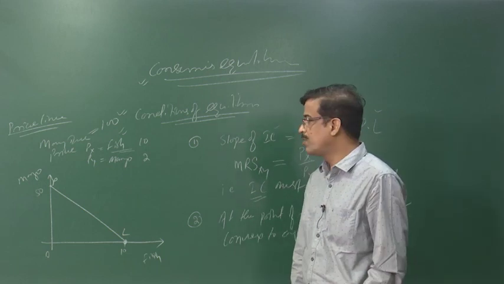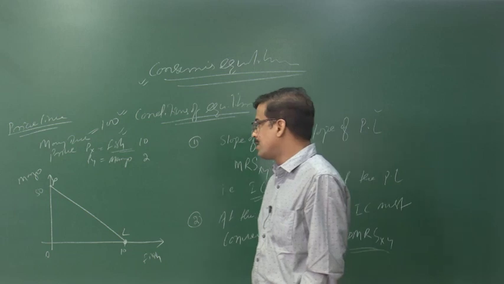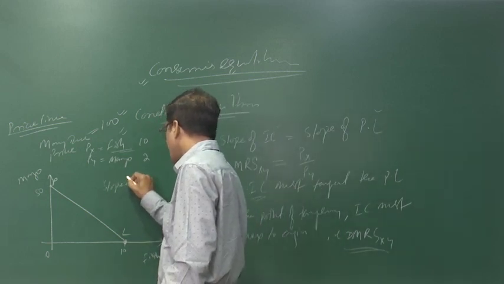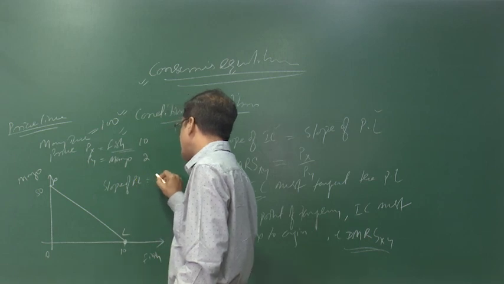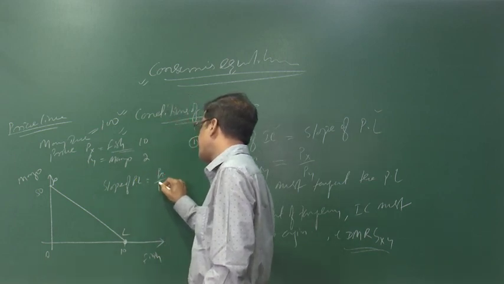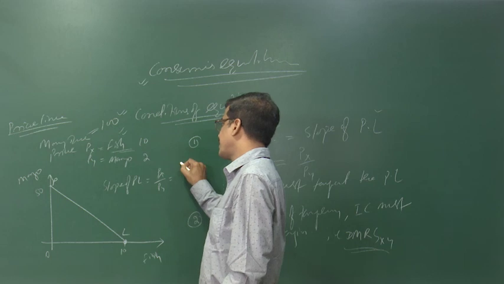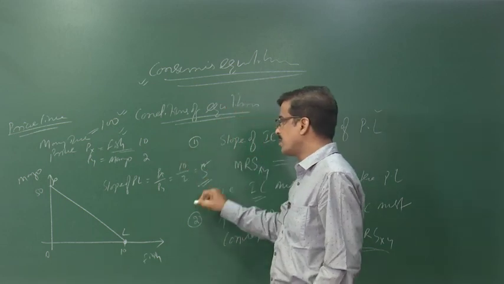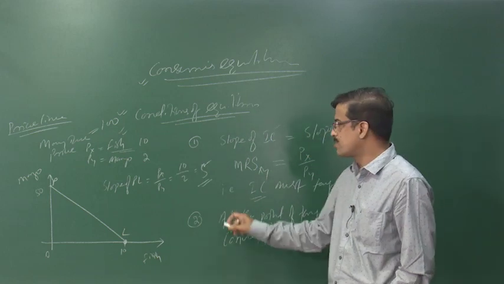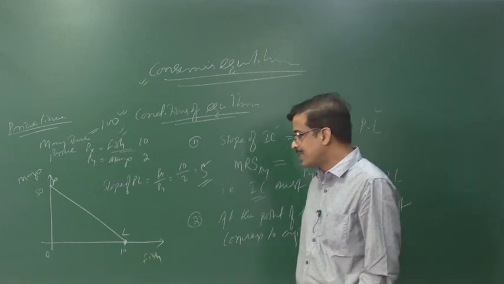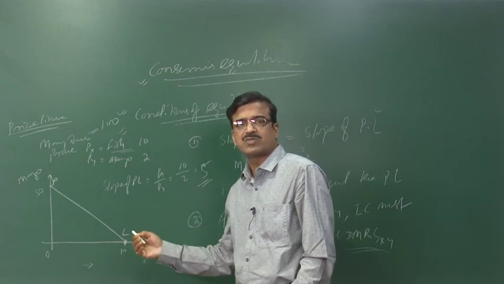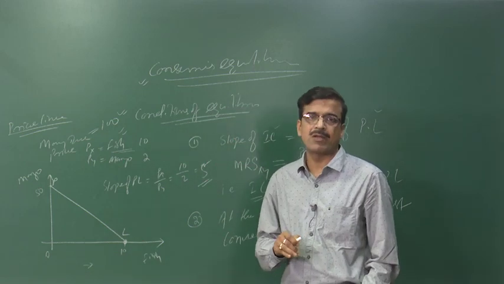Then what will be the slope of the price line? Now we already know the slope of the price line is nothing but price of x upon price of y. That means the price of x is 10, price of y is 2, that is 5. So the slope of the price line is 5. That reflects that if we consume one more unit of fish, we have to sacrifice 5 units of mango.